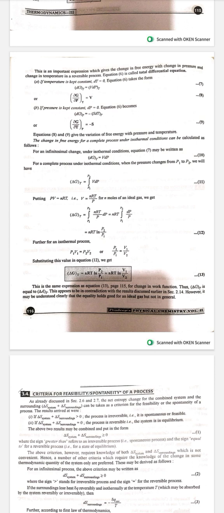Further, for the isothermal process, P2 upon P1 is equal to V1 upon V2. Substituting in the equation, delta G at constant T is equal to nRT ln(P2/P1), which is equal to nRT ln(V1/V2). This is the same expression as in equations 13 and 15 for the change in work function.